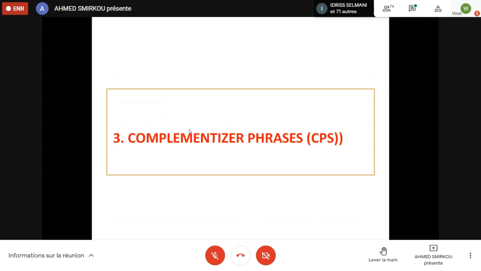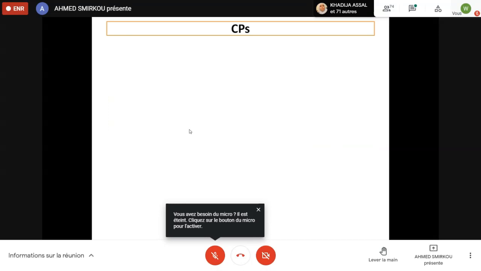Okay, now we move to CP. You still remember the rule of the CP? Can anyone remind us of the rule of CP, the complementizer phrase? Yes, please. In the CP, we have the complementizer. Then we have the TP. And within the TP, we have noun phrase, verb phrase. So within CP, we have complementizer and TP. Okay? Yes.